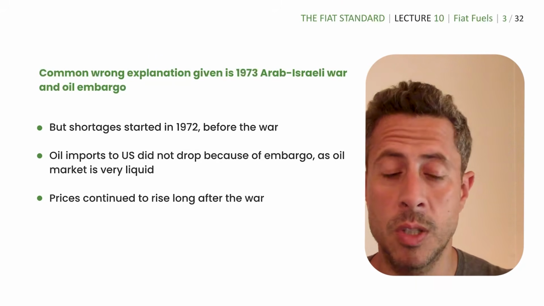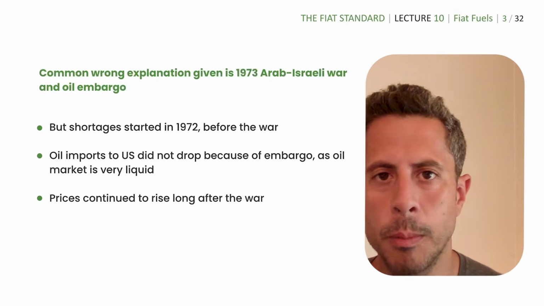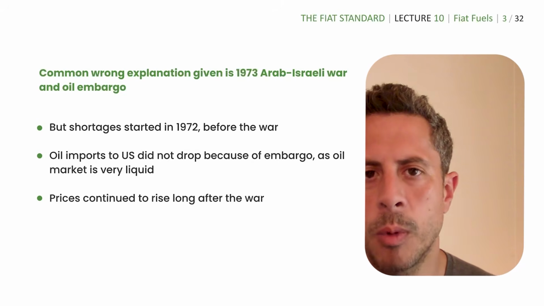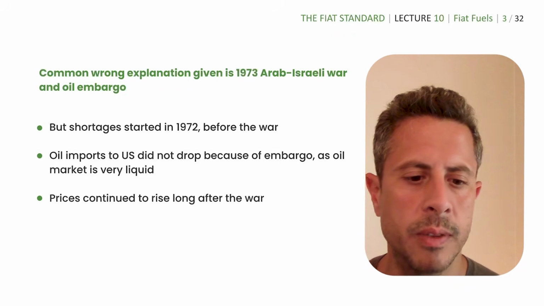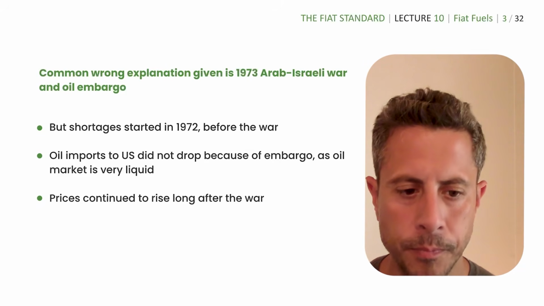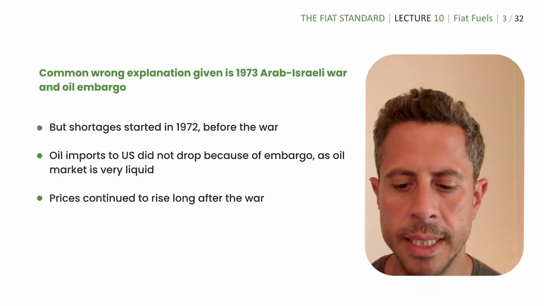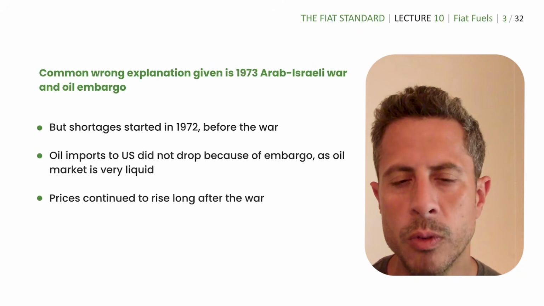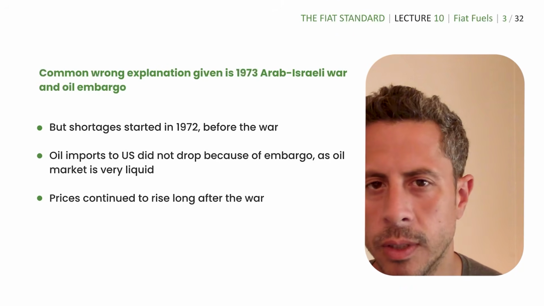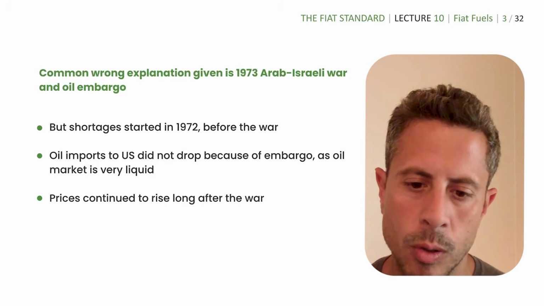So just like today, we're getting all of these explanations about why prices are rising, and it's all about supply chains and war and this and that and the other thing, and none of it is about monetary policy. It was the case in the 1970s, but before and after the embargo, prices were rising. And US imports did not decline because of the embargo. So the idea that this embargo was responsible for the rise in oil prices from around $2 a barrel in 1970 to around $30 a barrel in 1980 is completely fictitious.